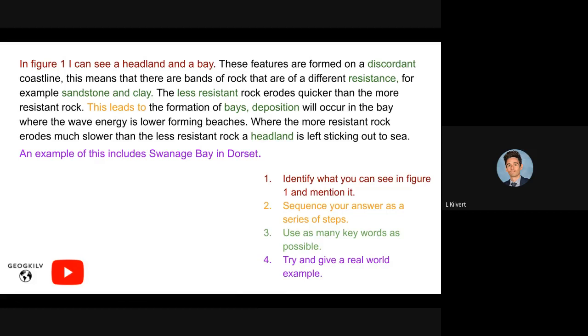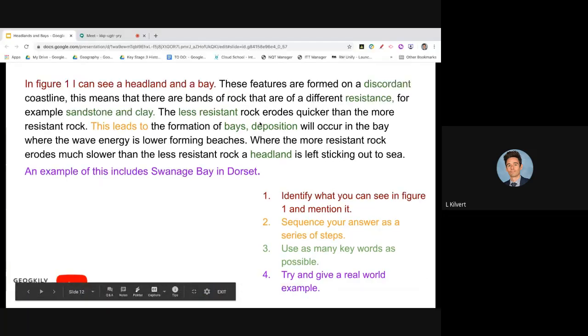I always say using model answers is key because unless you know what success looks like with a question, how do you know what it is that you're aiming for? If you've got any questions, please feel free to comment, send me an email, use Google Classrooms in the same way that we normally would. Hopefully this lesson has given you the information that you need in order to be able to explain the formation of headlands and bays.